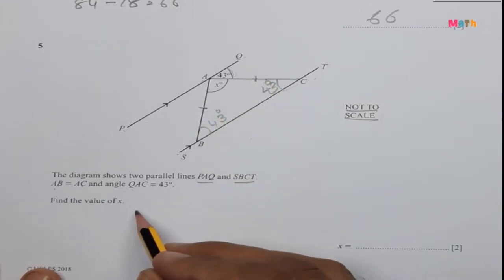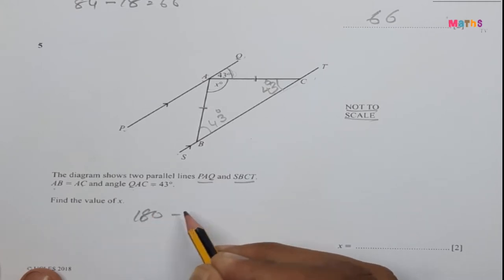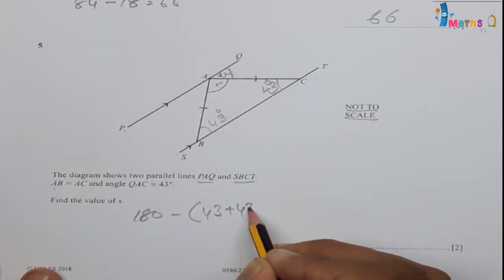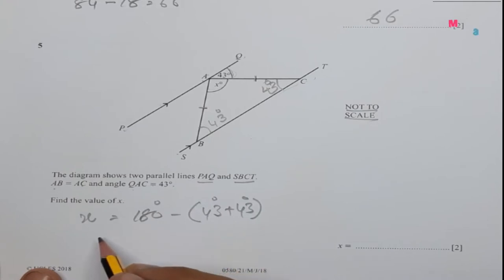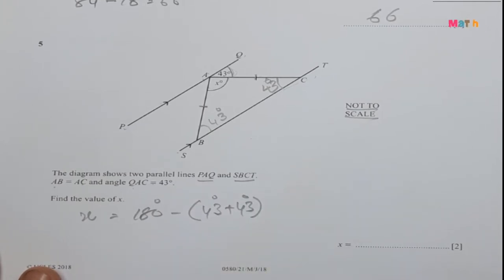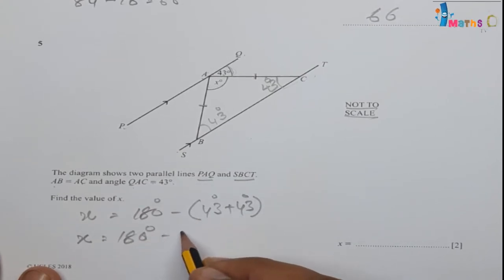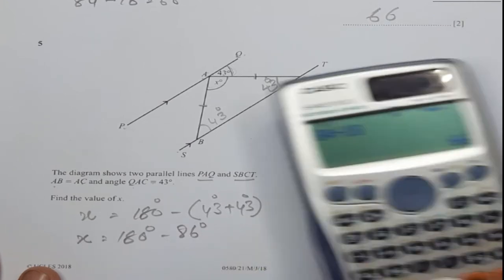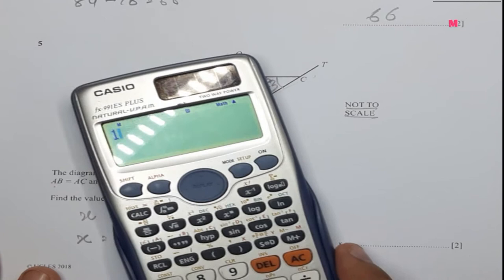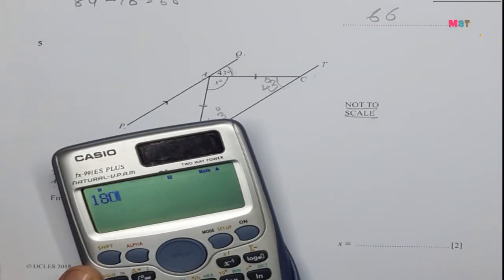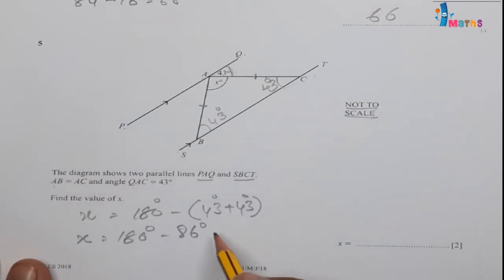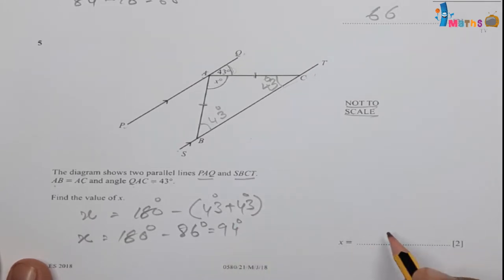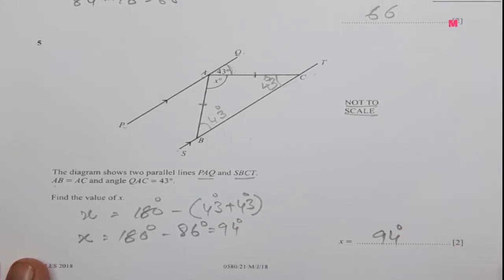So x will be equal to 180 minus 43 plus 43. So this will be the value of x. So x can be written as 180 minus 86 degrees. So 180 minus 86 will be equal to 94. So this will be equal to 94 degrees and our answer will be 94 degrees.